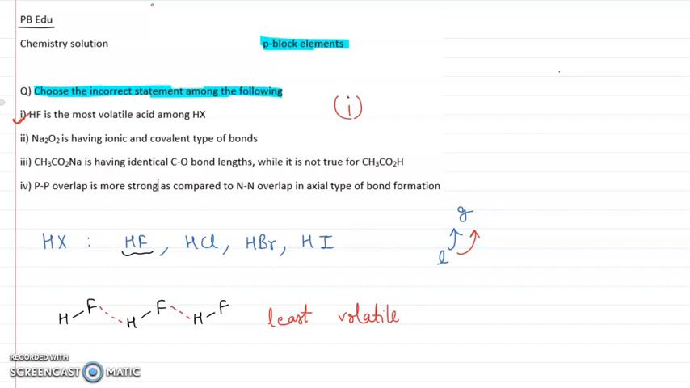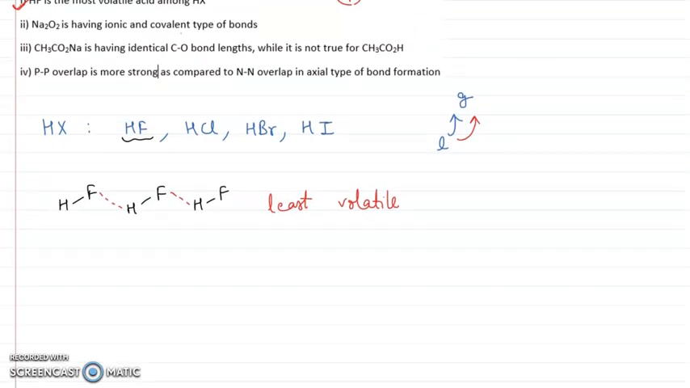Next is Na2O2 is having ionic and covalent type of bonds. Na2O2, if we talk about its name, it is sodium peroxide. Sodium peroxide. And we will see its structure. So it is oxygen-oxygen bond, the peroxide bond, and with it the sodium.